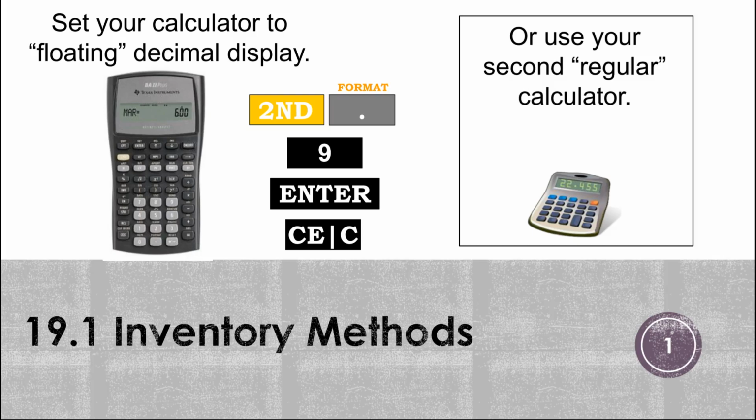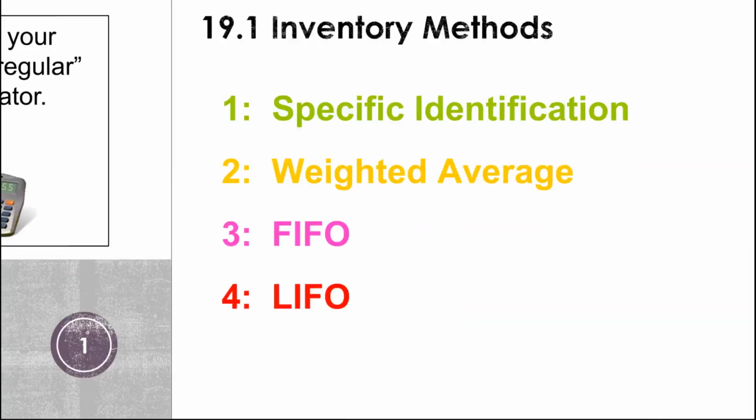Hello, this is section 19.1 talking about inventory methods, and you'll notice that you can use your calculator on a floating decimal or you can just use a regular old calculator.